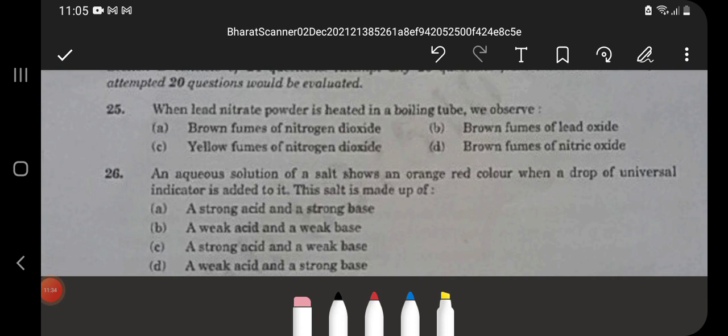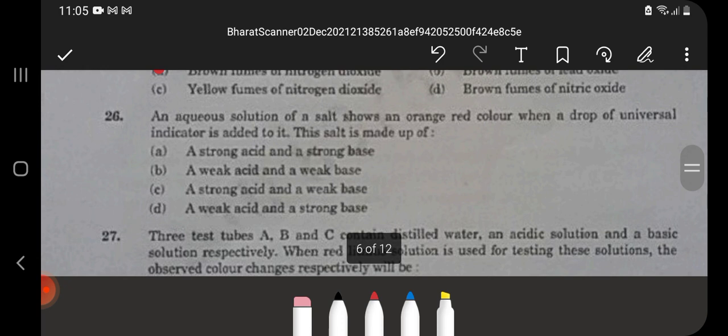25th question. When lead nitrate powder is heated in a boiling tube, we observe... 25th answer A. Brown fumes of nitrogen dioxide.